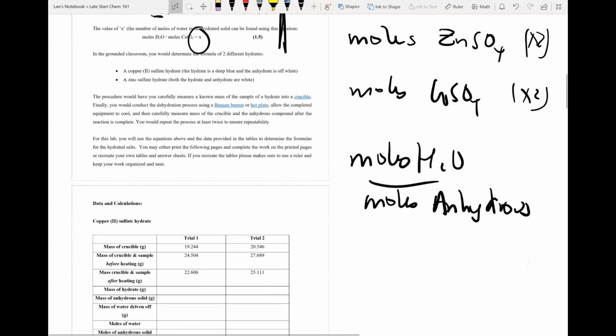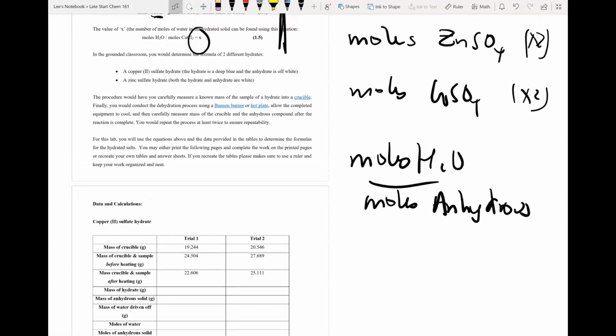So in this lab, what happened is that we took a small amount of each hydrate and we put it into a crucible, which is a porcelain or ceramic dish that it's possible to heat really hard.